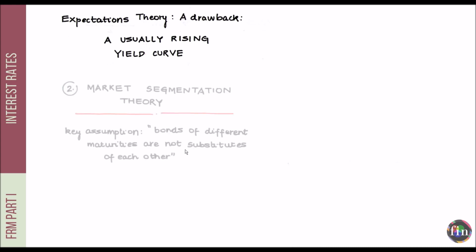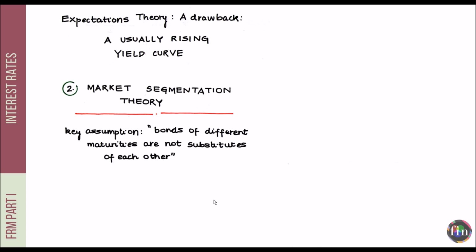Now let's move on to another theory and see if that theory can help us provide an answer. And that is what we call the market segmentation theory. Now this theory makes an assumption which is actually the stark opposite of the assumption which the expectations theory made. And that assumption is that bonds of different maturities are not substitutes of each other. In the first theory, the expectations theory, we said they are perfect substitutes. It doesn't matter which bond you pick. In the end, all bonds are going to give you the same holding period return, at least for the first period, and even stretching it to the full horizon, they are going to give you the same holding period return. That's what the expectations theory told us.